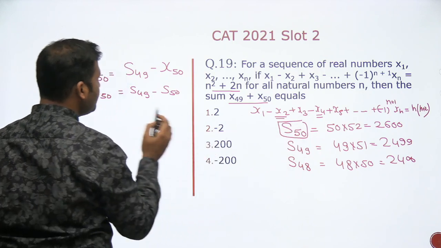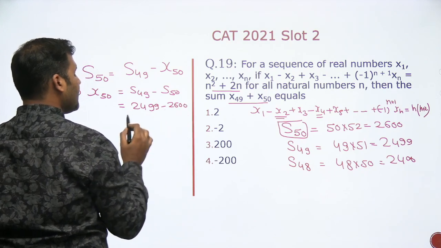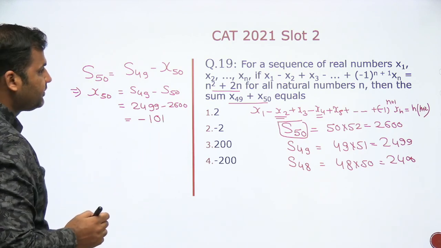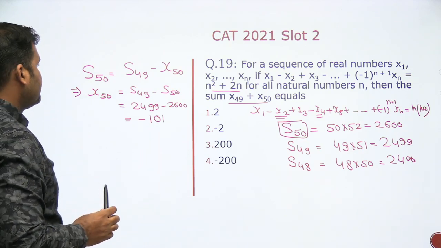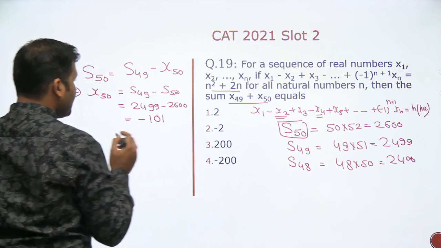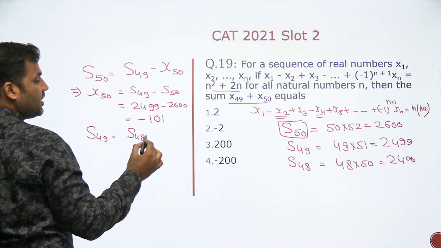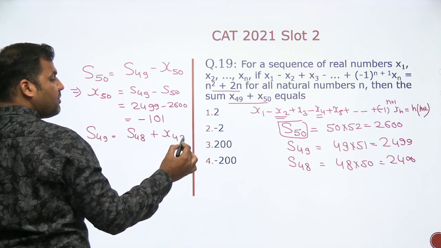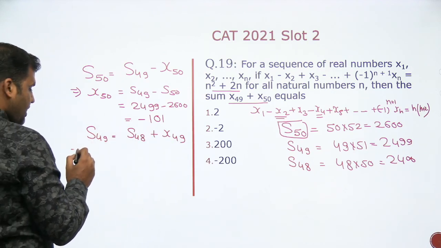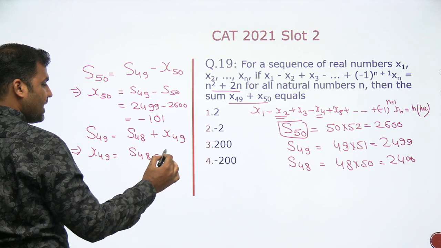What is s49? It is 2499. And what is s50? It is 2600. So this you can see is equal to minus 101, right? Now, I got x50, what I need is x49 now. You see that the summation of the first 49 terms will be equal to the summation of 48 terms plus the 49th term, and because this is an odd number, it will be having a positive sign with it. So now x49 will be equal to s49 minus s48.